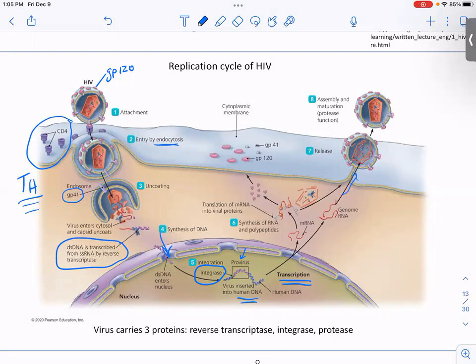And then once that release happens, interestingly enough, that's where the protease functions. There's some cuts that need to be made in certain proteins to make them functional. So without those cuts happening, the virion is not able to replicate itself later. So we won't get any more specific than that, but okay. So those three enzymes, those are unique to the virion. So that makes a great drug target.